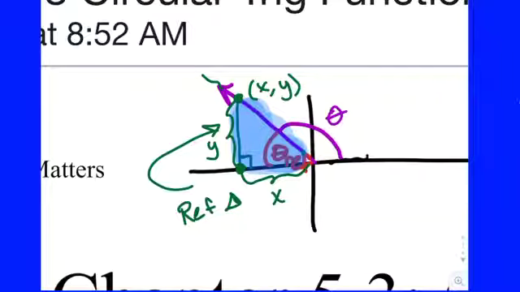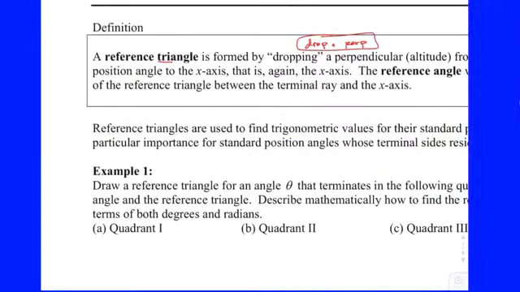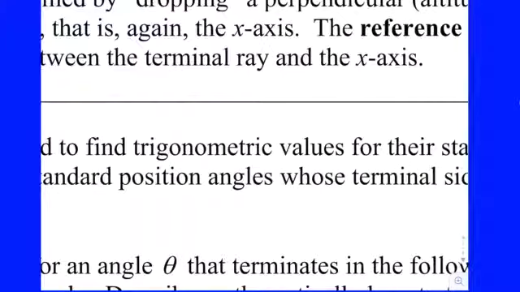So that is called the reference triangle. Reference triangles are used to find trigonometric values. What the heck's the trigonometric value? We're going to talk about it.